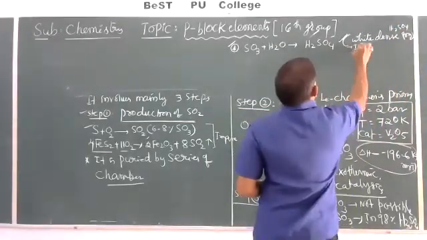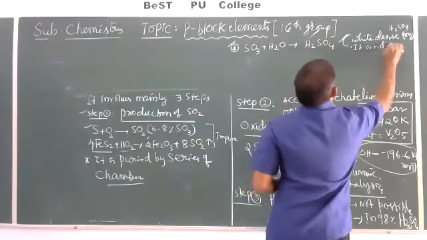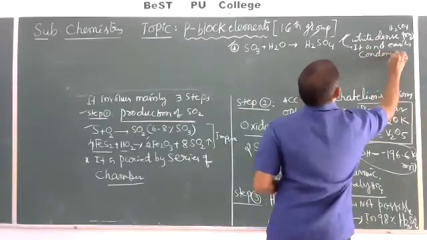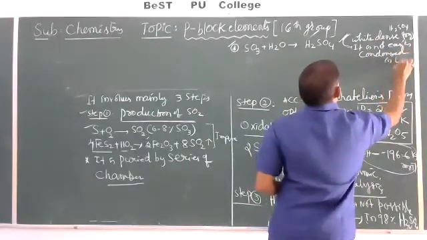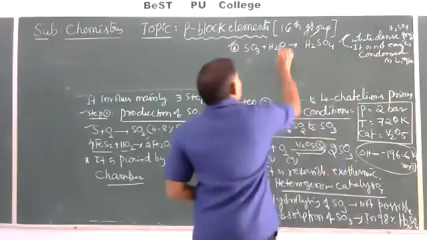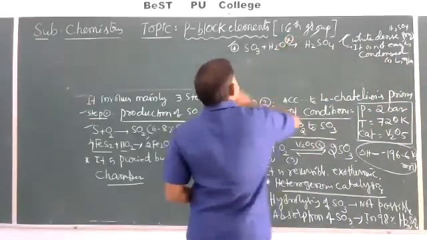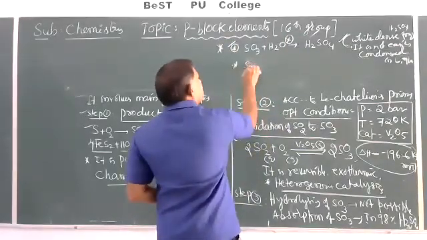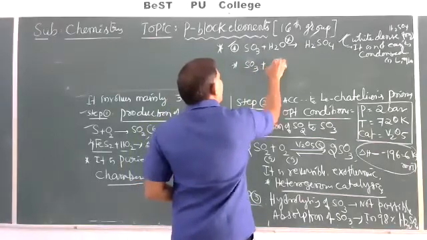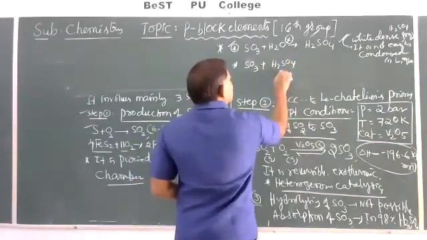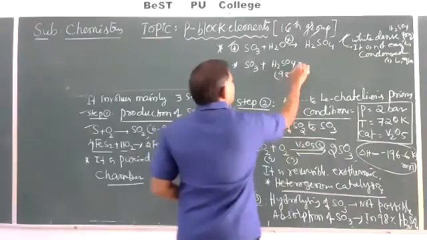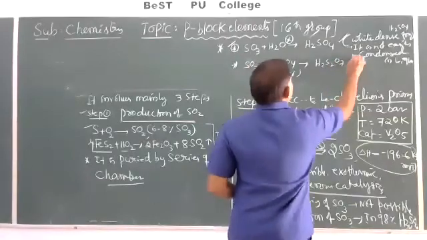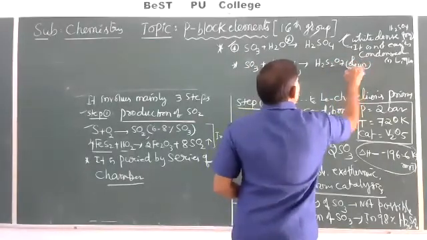It is not easily condensed into a liquid state of sulfuric acid. That's why the hydrolysis process is not possible. That's why the obtained sulfur trioxide is reacted with already prepared sulfuric acid, 98% sulfuric acid. It gives H2S2O7. This is called oleum, fuming sulfuric acid.